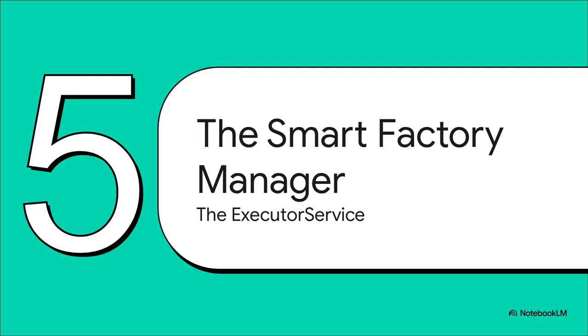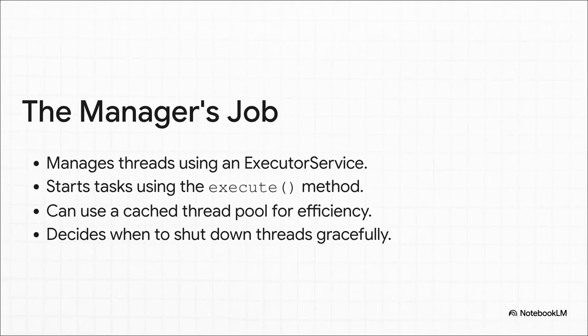So what's the lesson here? Clearly, just throwing more workers at the problem isn't the answer. It just creates more chaos. To prevent all this, the deadlocks, the starvation, our factory desperately needs a smart manager. And the good news is, in Java, we already have one. And that manager is called the executor service.